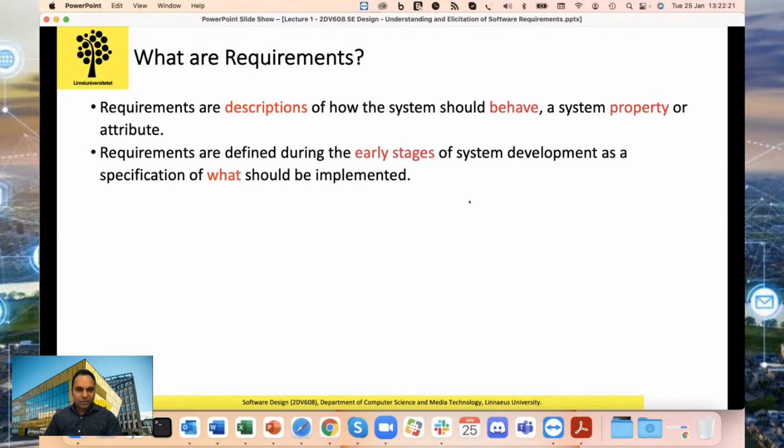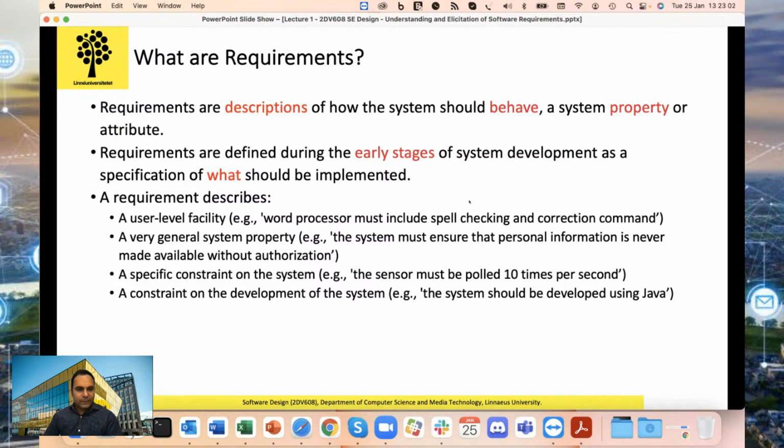Then requirements are usually defined in the early stages. This might not be always true today. It was the waterfall model that proposed requirements to be defined and clearly specified in the early stages, based on which developers will work. But nowadays we have more agile methodologies that continuously improve or update requirements based on the changed customer satisfaction or expectations.